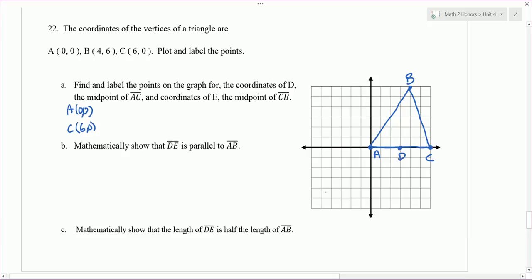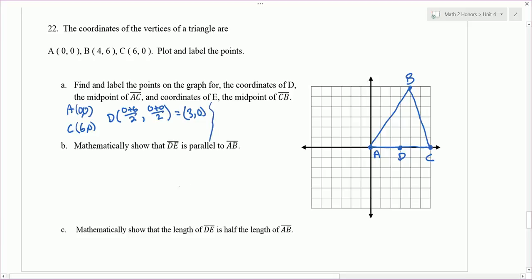Put it there. But you can use the midpoint formula, and it's good to know because sometimes it's not so obvious, where you add the x values together, 0 plus 6, and cut them in half. Add the y values together, 0 plus 0, cut them in half. And so D is going to be 3, 0.